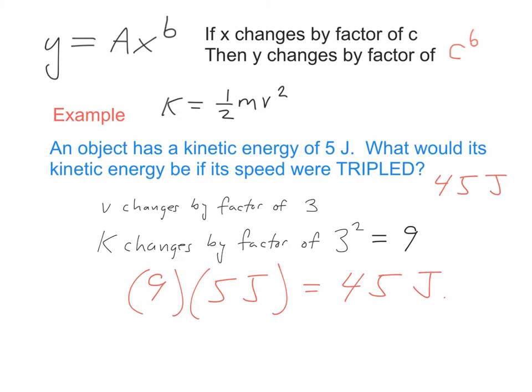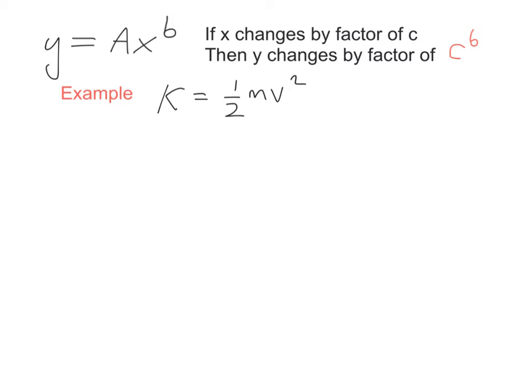Note that we didn't need to know the actual speed to solve this problem. We didn't need to know the mass of the object to solve this problem. All we needed to know was the form of the equation describing the dependence of kinetic energy on speed, and information about how the speed changed, to get information about how the kinetic energy changed and to get a numerical answer. Let's do another problem with kinetic energy, but let's change things around a bit.